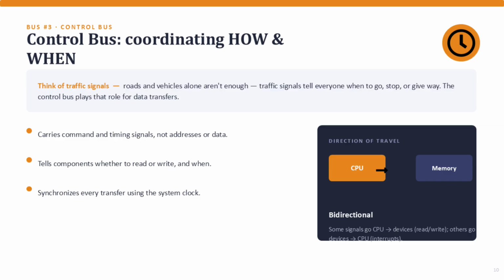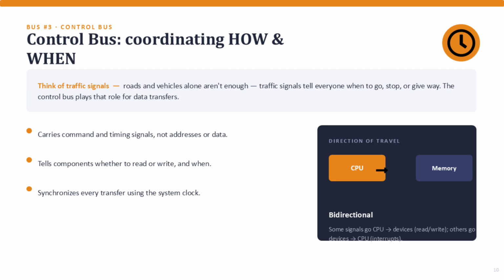The control bus plays exactly the same role inside a computer. It does not carry memory addresses, it does not carry actual data. Instead, it carries command signals and timing signals that tell every component what operation is taking place and when it should happen. For example, the control bus tells memory the CPU wants to read data or the CPU wants to write data. It also uses the system clock to synchronize operations so that every component works together in the correct sequence.